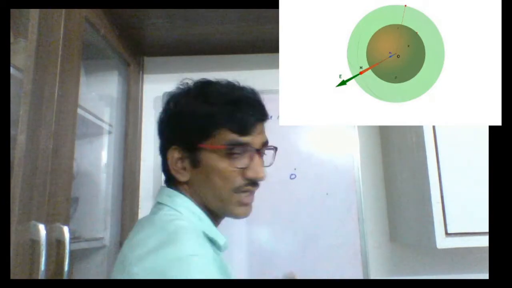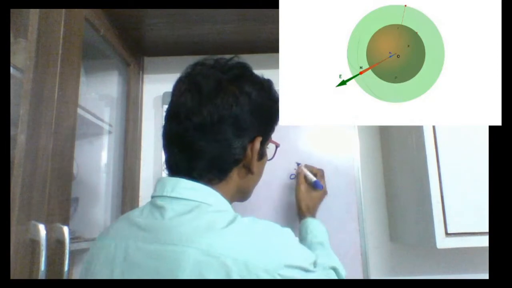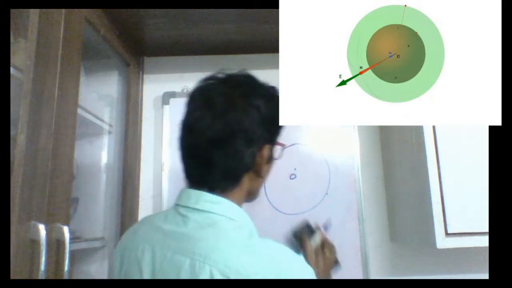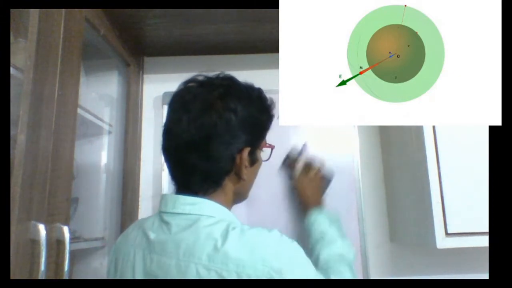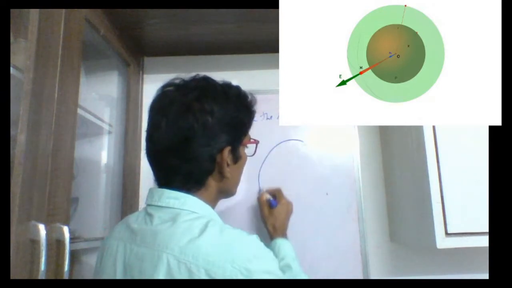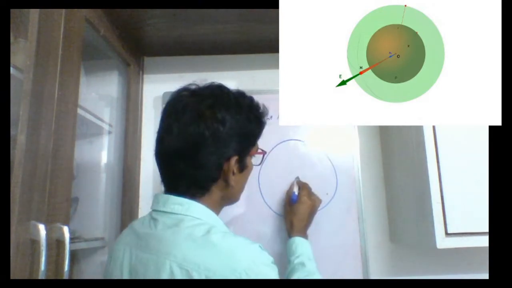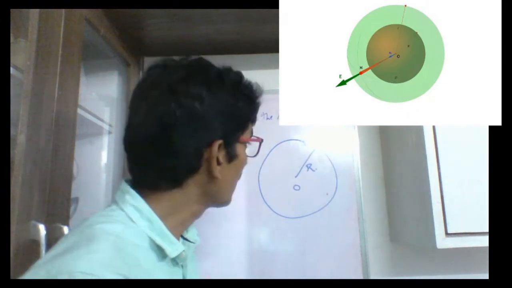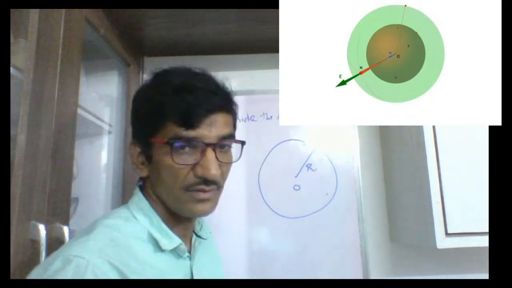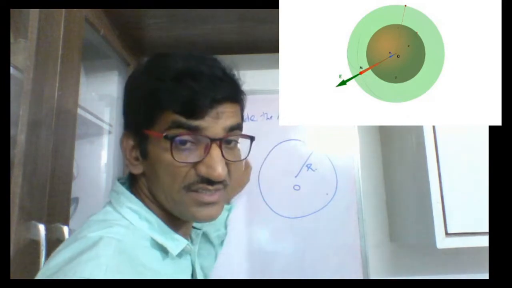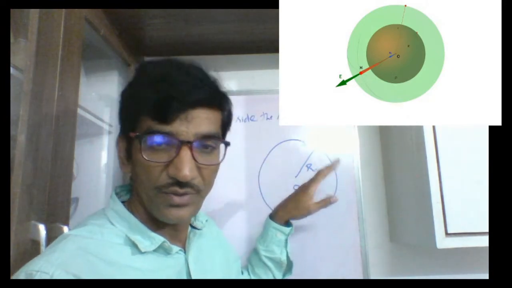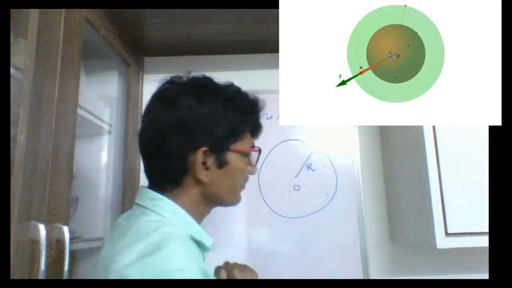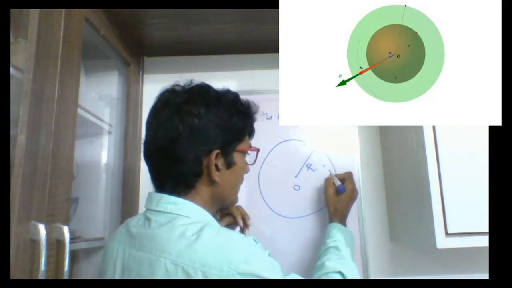Now this is the origin of your sphere. This is your sphere, this is the center of the sphere, and this is the radius of the sphere. Now you want to deal with the points inside the original surface, inside the sphere. So we have to select one point inside this original sphere. Say this is P.